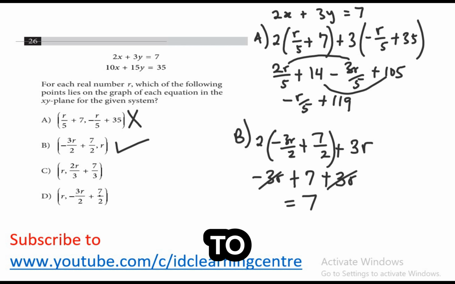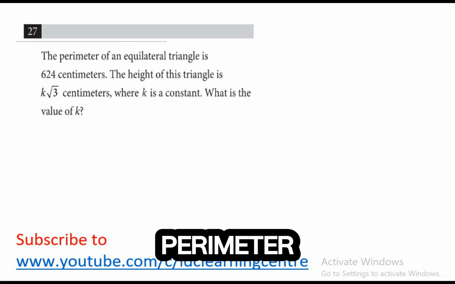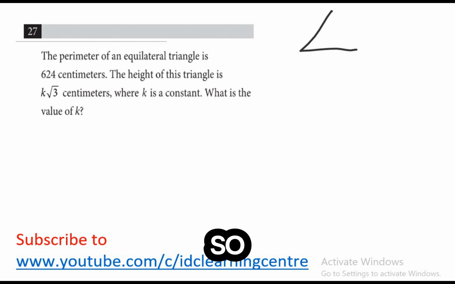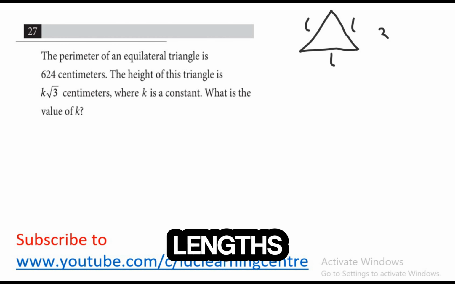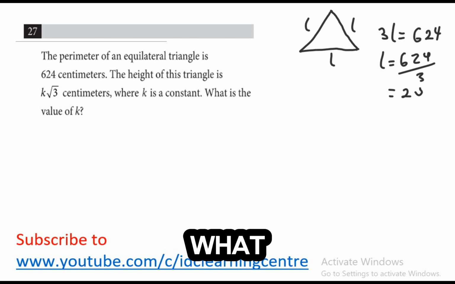All right, so let's move on to the last question, question 27. For question 27, we're given the perimeter of an equilateral triangle. An equilateral triangle is a triangle that has all the sides equal. So all the sides are equal, this L, this L, this L. All the lengths are equal. So that means 3 lengths is equal to 624, the perimeter. So L is 624 divided by 3, and that will give us 208.